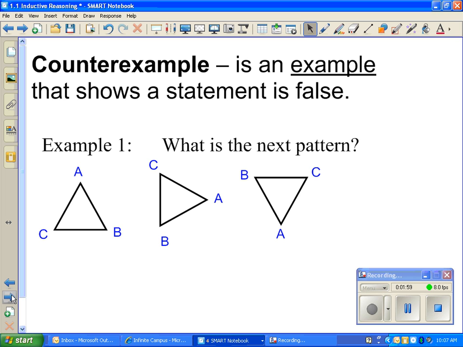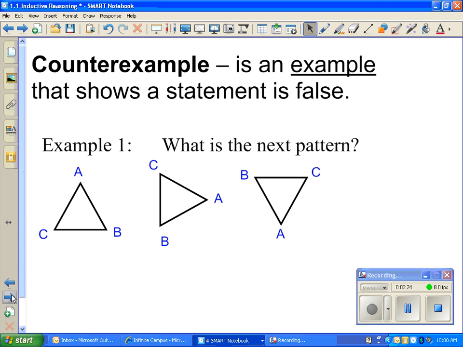Now sometimes you'll have conjectures where you need to find a counterexample, all right? That means it's an example that shows it's false. So by experience, we've seen it be dark outside, right? Dark clouds, but it never rained. So that would be a counterexample, an example when it's false. I only need one example of when it's false.